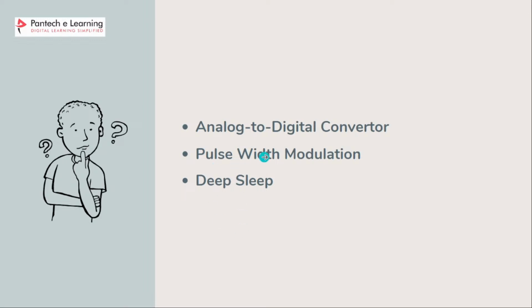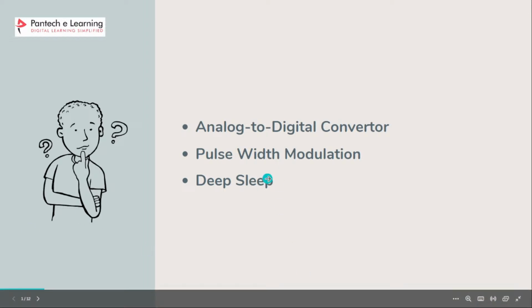And coming to pulse width modulation, which is also a technique used to control the power delivered to electrical devices like motors and LEDs. In ESP8266, pulse width modulation can be implemented on any GPIO pin. The duty cycle of the pulse width modulation signal determines the amount of power delivered to the device. The duty cycle can be adjusted by changing the pulse width of the signal, which can be done using the analogWrite function. And coming to deep sleep.